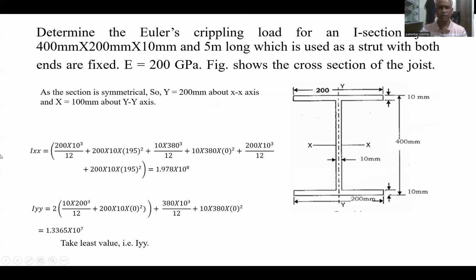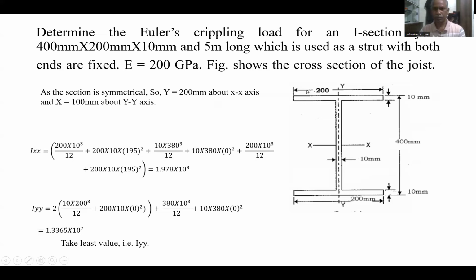So here there is one problem: determine the Euler's crippling load for the I section. The I section joist is a steel section, 400 mm by 200 mm by 10 mm and 5 meters long, which is used as a strut with both ends fixed, and the modulus of elasticity is 200 GPa. The figure shows the cross section of the joist. This is the cross section.